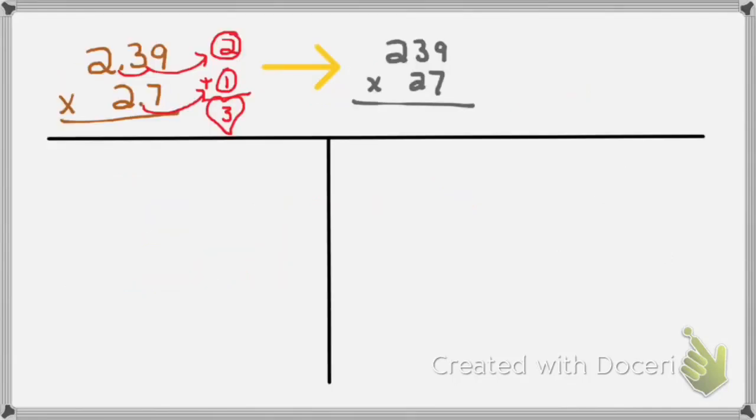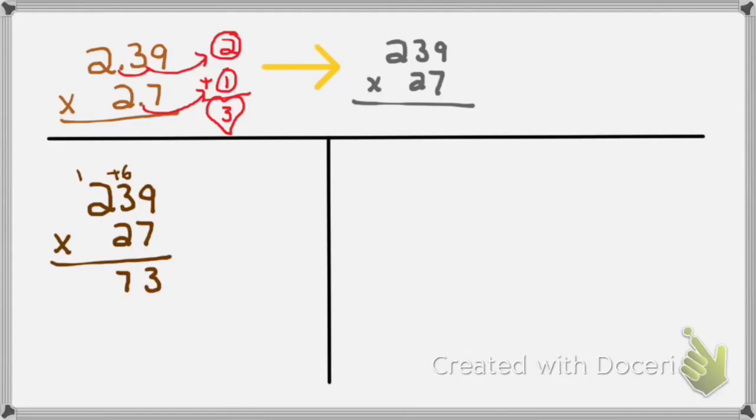So maybe you're a traditional method fan, and if so, this is how you'd solve it. You'd say 239 times 27. You're going to multiply by the digit in the ones column first, which is the 7. So you'll say 7 times 9 is 63, put down the 3, carry the 6. And 7 times 3 is 21, plus 6 is 27, put down the 7, carry the 2. And 7 times 2 is 14, plus 2 is 16, put down the 6 and the 1. We've now used the entire 7, so we cross it out and everything that we carried.